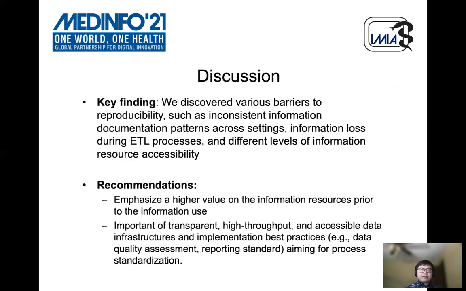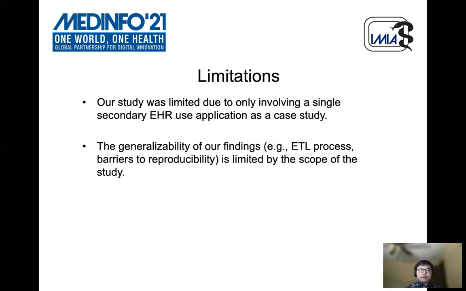In summary, we discovered various barriers to reproducibility, including inconsistent information documentation, information loss, and varying levels of information accessibility. Thus, we recommend that implementation transparency and best practices should be more emphasized on the information resources prior to the information use. Our study was limited by only one case study, thus the generalizability of the findings is limited by the scope of the study.